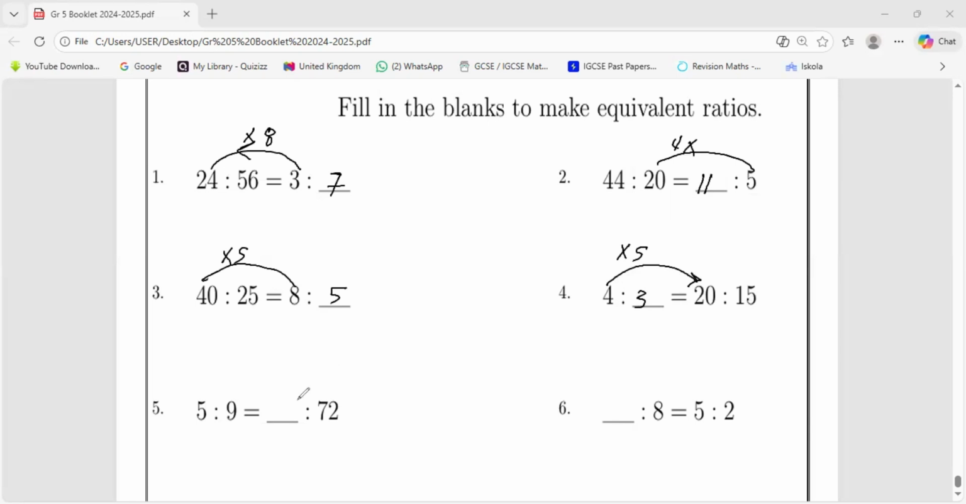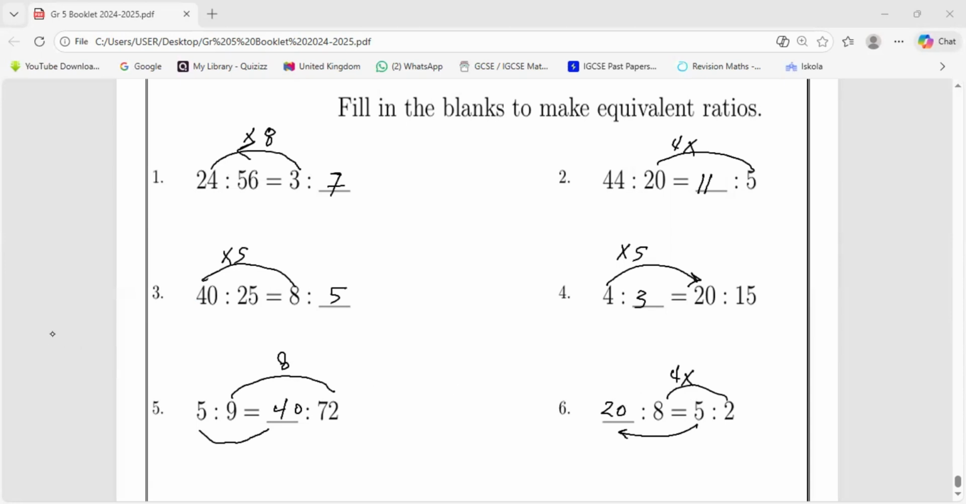Here is 5 and 9, 9 multiplied by 8, and we have to multiply by 8 to get 40. Here is 2 multiplied by 4, we get 8, and the other number multiplied by 4, 5 multiplied by 4, we get 20. Here is how to solve the ratio.